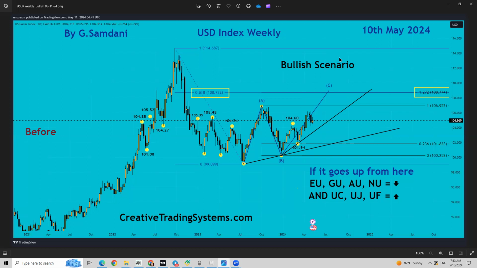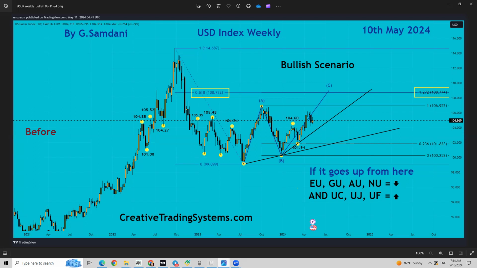US dollar index chart. This is the chart I made on 10. Two scenarios, bullish and bearish, before the PPI news yesterday, right? Even before that, I had this chart made. I said this is the bullish scenario: if the news comes out better than expected, then the US dollar starts to get strong, this will go up, and this is where it's going to go. Then these pairs will go down, and these three pairs will go up accordingly.